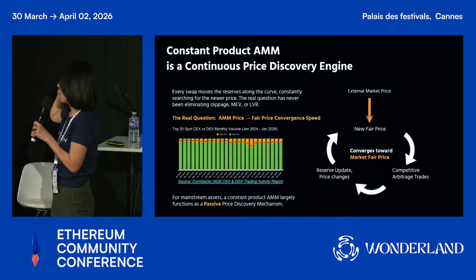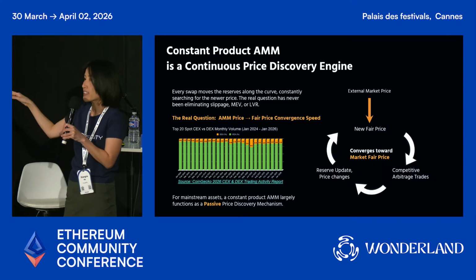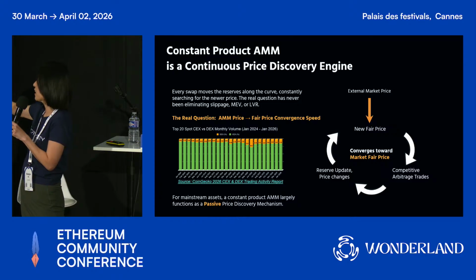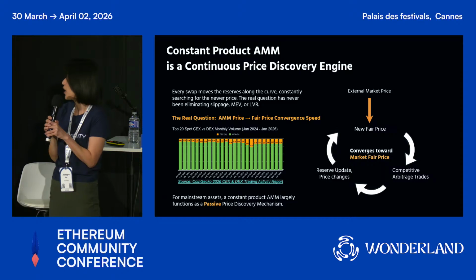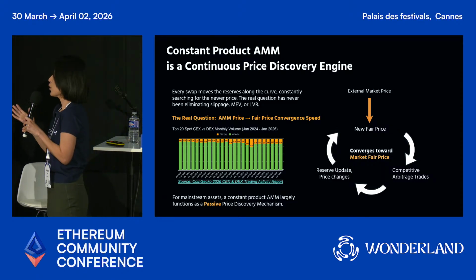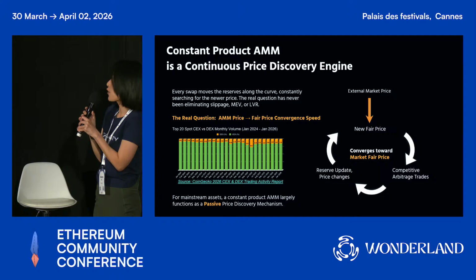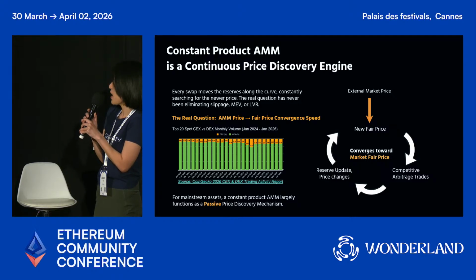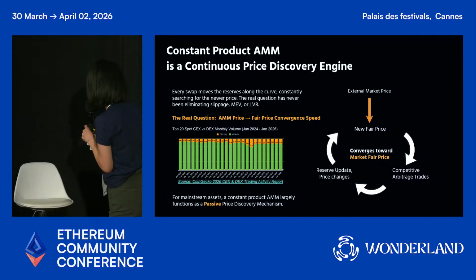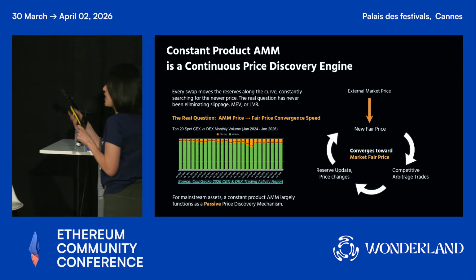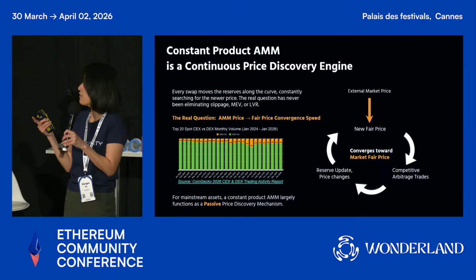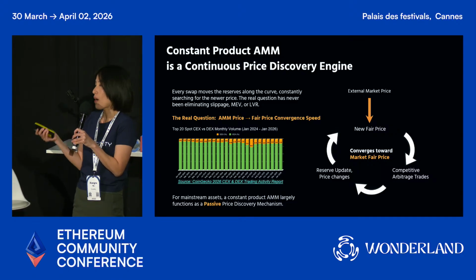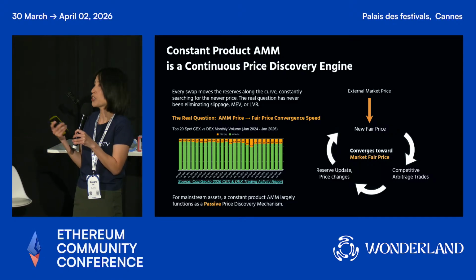Whether it's arbitrage or normal trades, it's just trades. For an AMM, the reserves update, the price changes, and the AMM price converges towards the market fair price. Therefore, we come to the conclusion that for mainstream assets, a constant product AMM largely functions as a passive price discovery mechanism. Whether it's MEV or arbitrage trading activity, we think it is a very important process of correcting the price. We can't eliminate them, and we shouldn't.